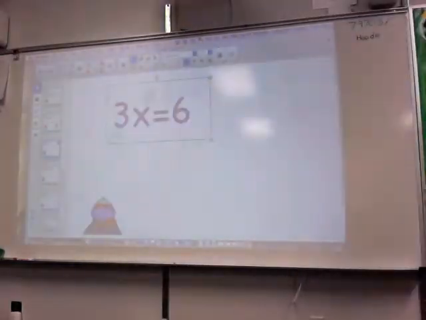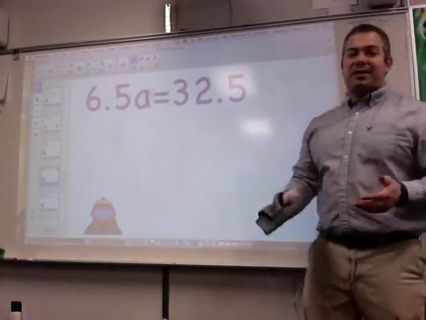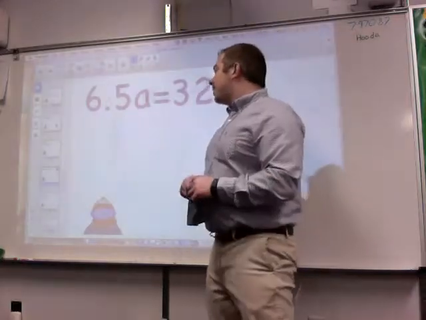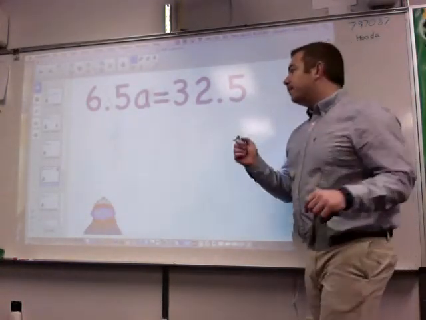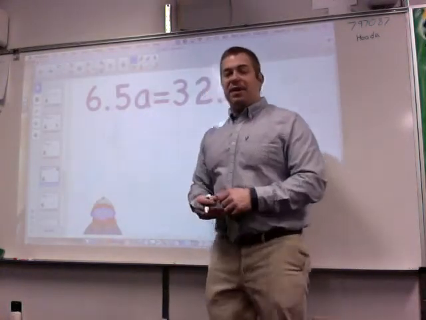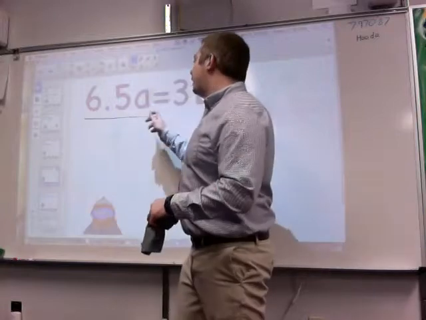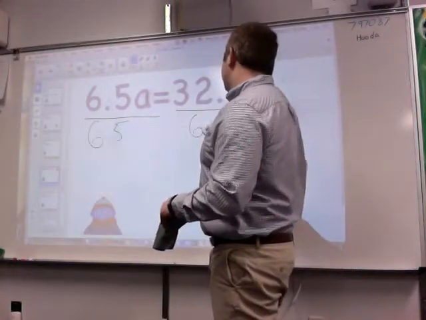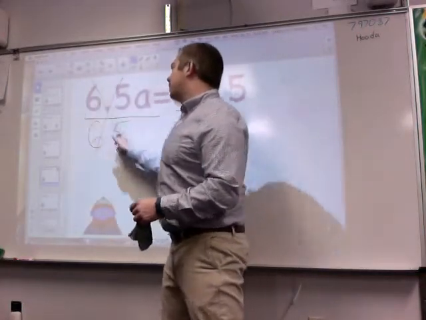I think we have a couple of harder examples here. Harder because they involve past skills like decimals. 6 and 5/10 a equals 32 and 5/10. Well, this is 6 and 5/10 times a. I have to get rid of that, so I'm going to divide by 6 and 5/10 on both sides. Cancels out. You said it.